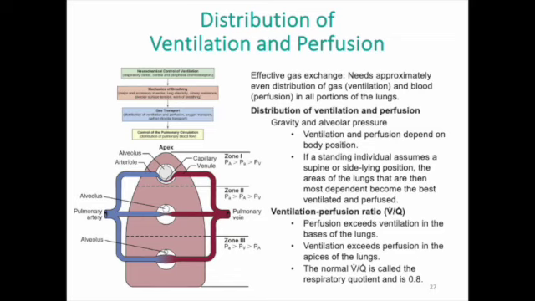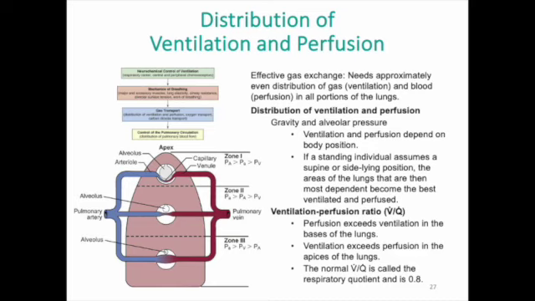And although both blood flow and ventilation are going to be greater at the base of the lungs than at the apexes, they're not perfectly matched at any of the zones. Perfusion exceeds ventilation at the bases, and ventilation exceeds perfusion in the apexes of the lungs.